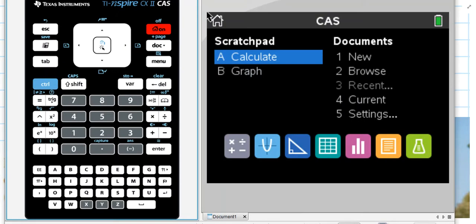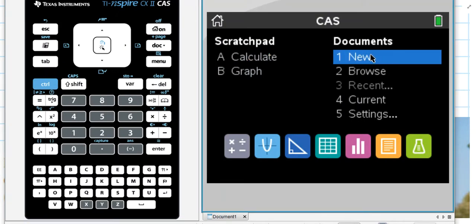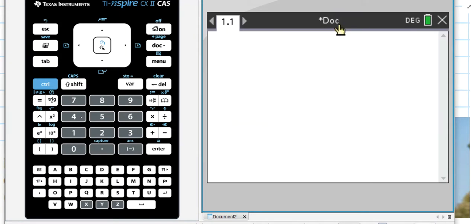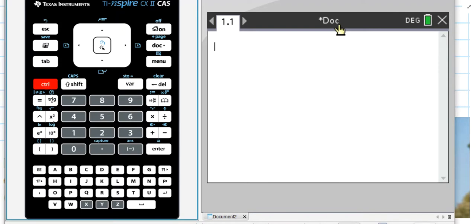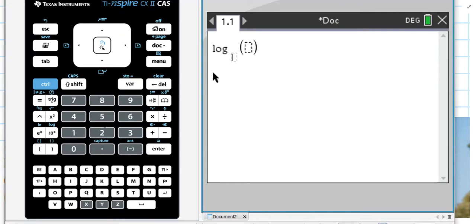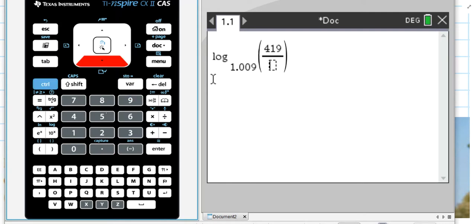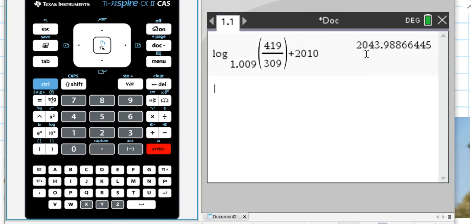So I'll reach for a calculator and I'll turn it on. I'll press the on button until I get to this home page, and I'll choose a new calculator. We'll create a calculator page, and what I need is a logarithm, base 1.009, being evaluated at the fraction of 419 over 309, and to that we will add 2010. I don't know if the calculator is going to give me a decimal or not, so to be safe, I'm going to press Control Enter so that I do get a decimal.